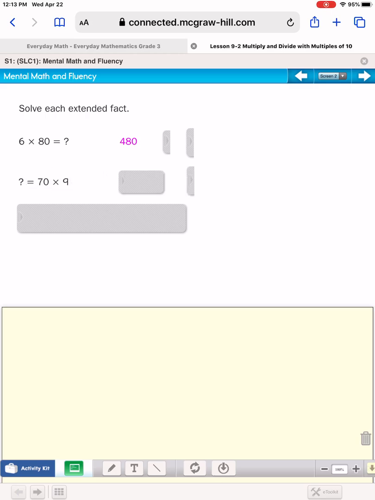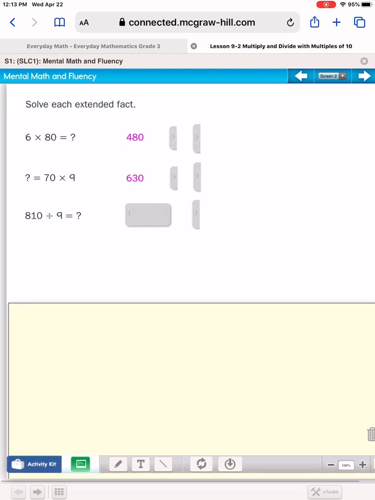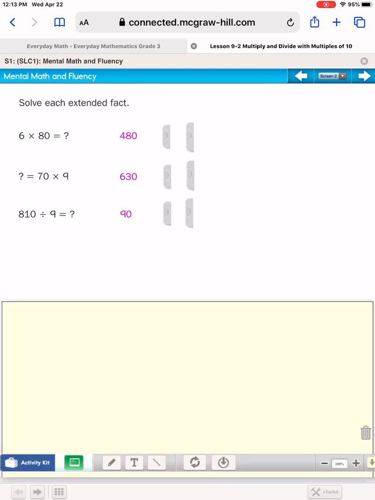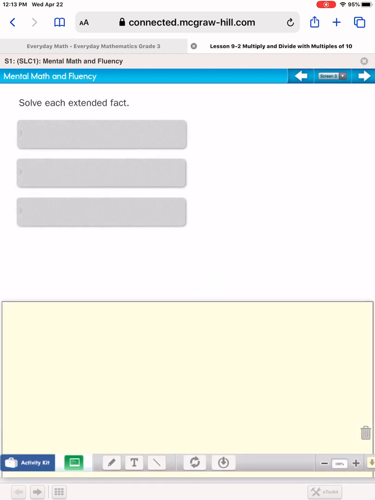What about 70 times 9? Basic fact is 7 times 9. Extend that into 630. And then division, 810 divided by 9 equals what? Or you could think 9 times what equals 810. 9 times 90 equals 810. 3 more, same idea.